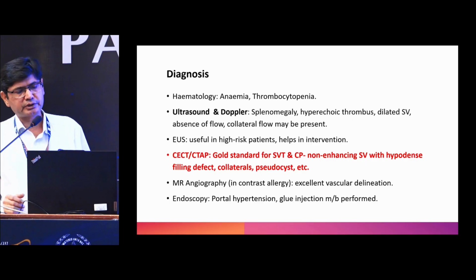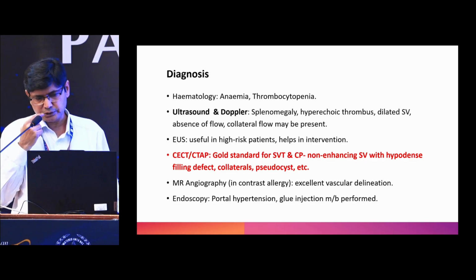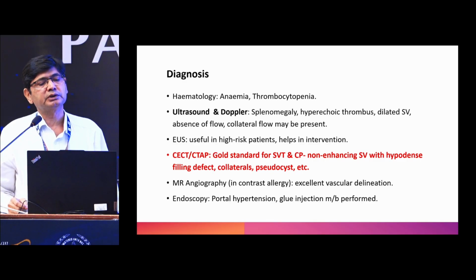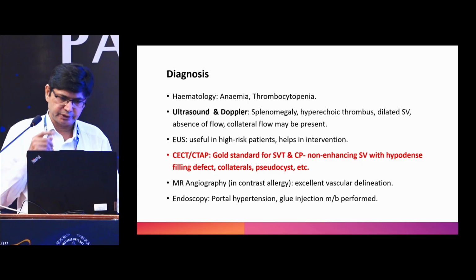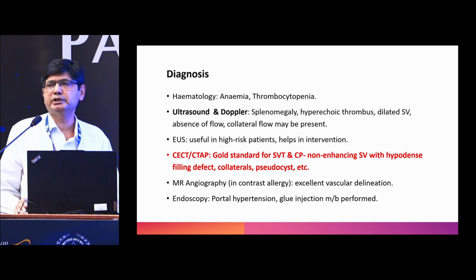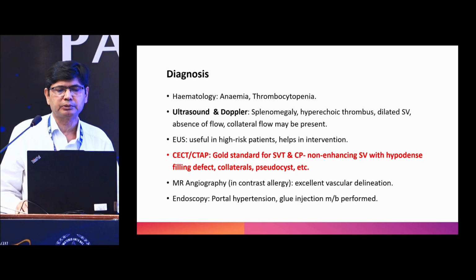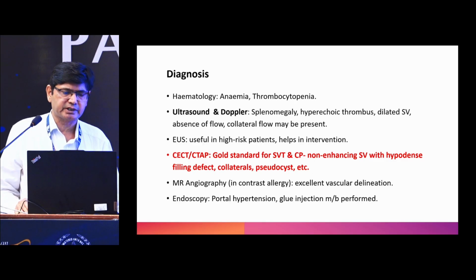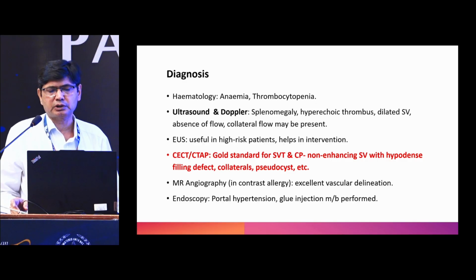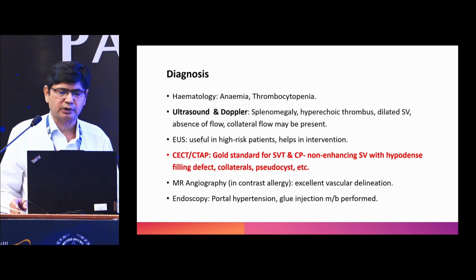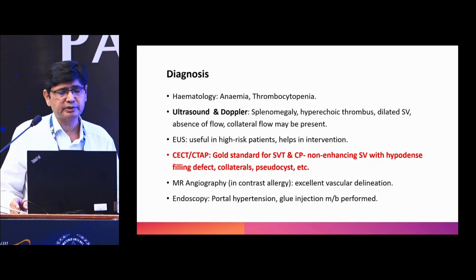Diagnosis: hematological investigations are not helpful in the distinct diagnosis of splenic vein thrombosis. However, they contribute to the assessment of hypersplenism, like anemia, thrombocytopenia, or pancytopenia. Ultrasound combined with Doppler is usually the initial investigation. In addition to splenomegaly, it will show a hyperechoic thrombus and dilated splenic vein. There will be loss of flow in the splenic vein, and there will be collaterals. Endoscopic ultrasound is usually not used for diagnostic purposes, but for interventions in patients with varices or bleeding.